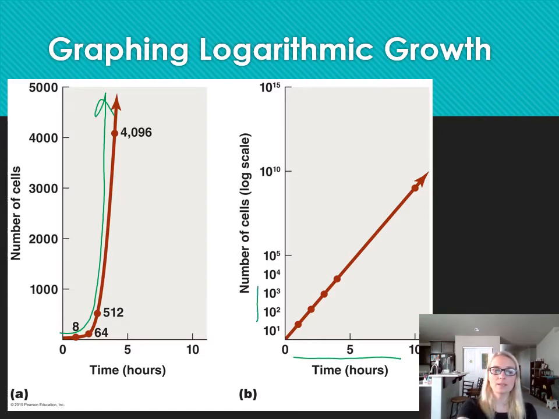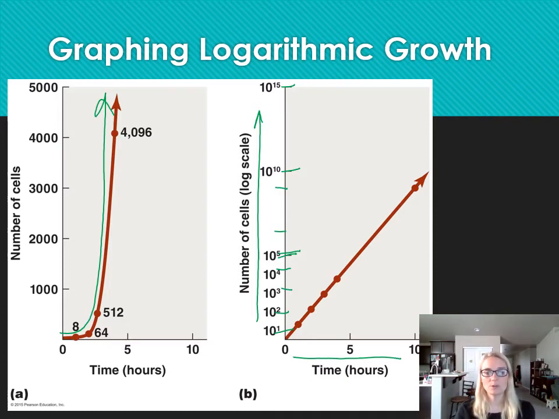But the y-axis is in a logarithmic scale, so powers of 10. So 10 to the 1, 10 to the 2, 3, 4, 5. So each little dashed line is representing a power of 10. So this would be like 10, 100, 1,000, 10,000, 100,000, 10 to the 6 would be 1 million, 10 to the 9 is 1 billion. So we can see the numbers on the y-axis go up logarithmically.